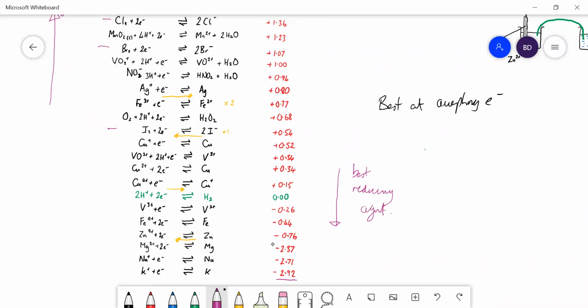Right, and that table is very useful. We can see we've got a list of oxidizing agents on the left, in order of strength, and we've got reducing agents on the right, and the best ones are towards the bottom there. Okay, so we're going to use the electrochemical series to predict the direction of reactions.